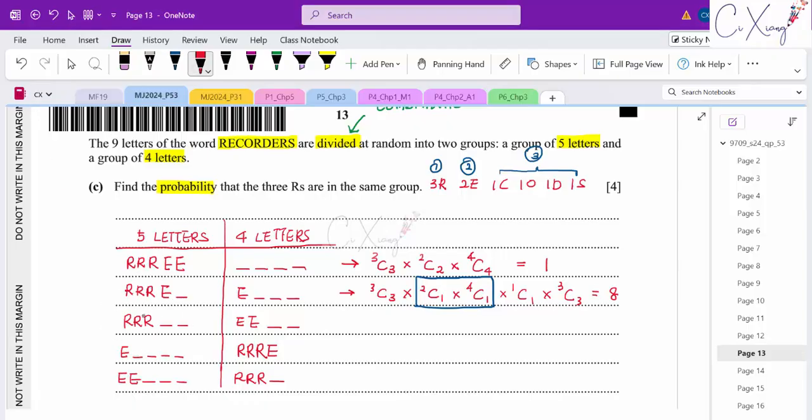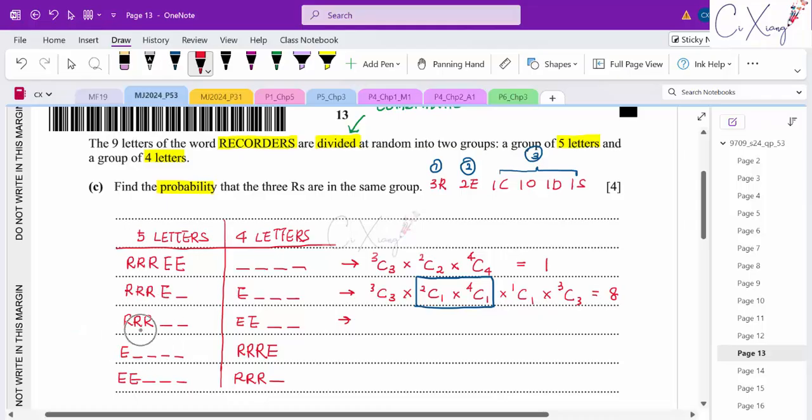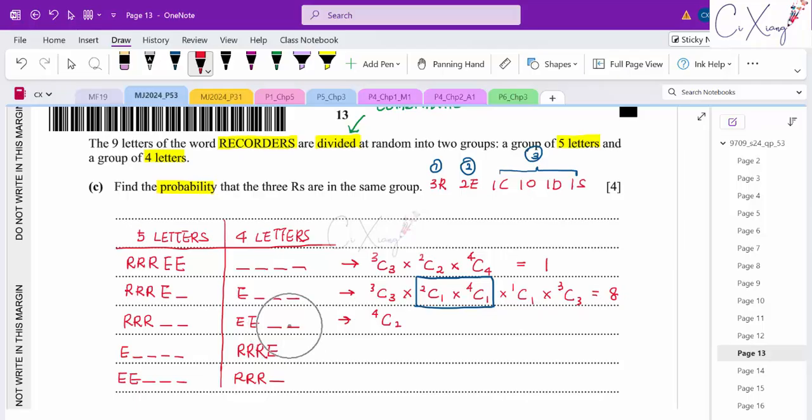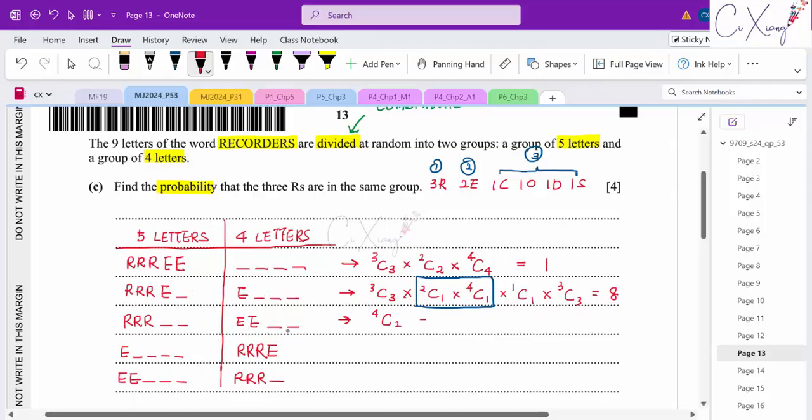So for the third case, this one I don't write out. All the 3R means 3C3. For these 2 letters here, from 4 letters, I choose any 2 and put them here, so it should be 4C2. Both E in this group means 2C2. Then the remaining letters still have 2 letters, right? So the remaining 2 letters, you choose 2 and put them in the 4 letters group, so it is also 2C2. So 3C3, 4C2, 2C2, 2C2, and now my answer is only 4C2. So 4C2 equals 6. Just continue the remaining cases in this way, then you will be able to get the answer.